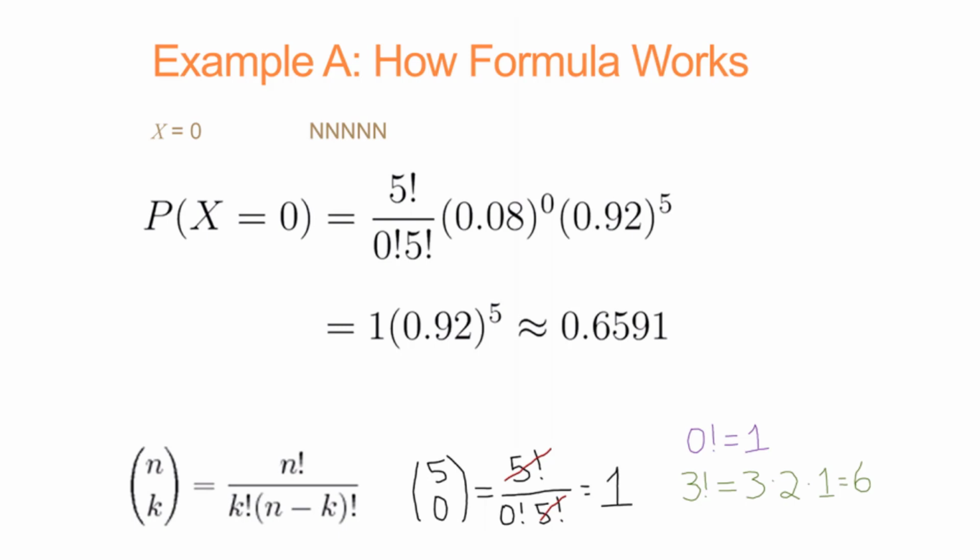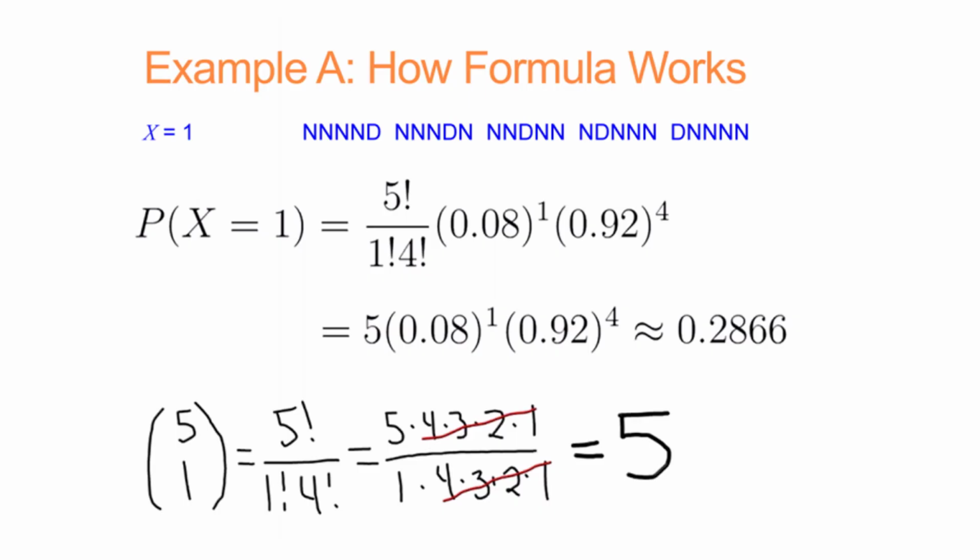Then we combine this with the rest of our formula. We have 0.08 to the 0 power, which is equal to 1, and 0.92 to the 5th power. Notice that this is what we found using the multiplication rule, and it's about 0.6591.